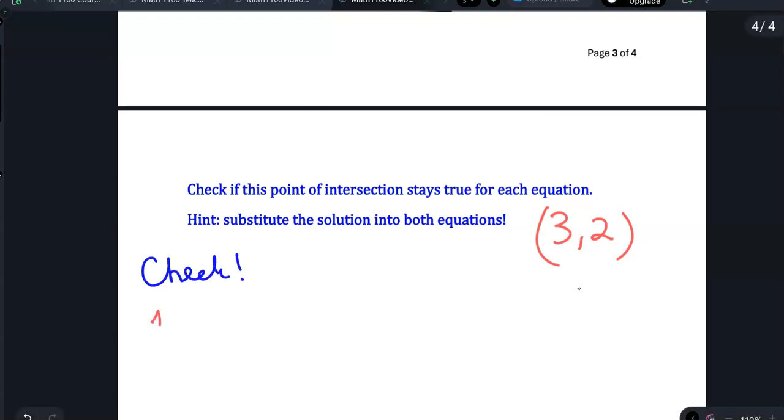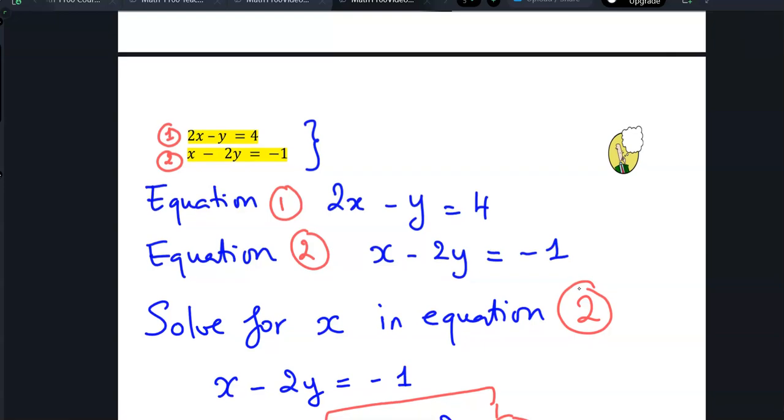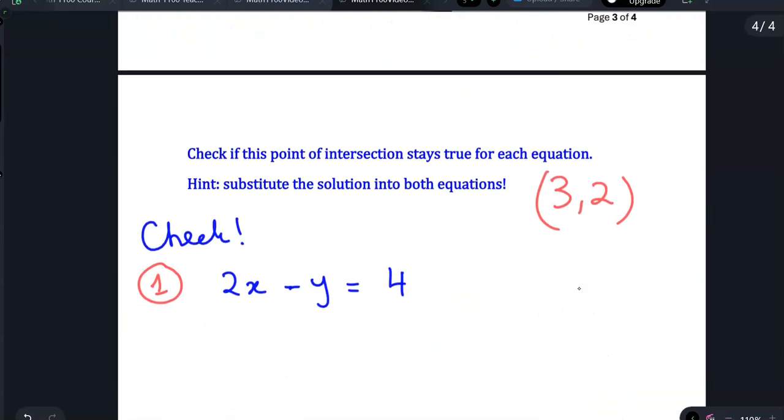So from equation 1, what do you have? Equation 1 is 2x minus y equal to 4. So that's what we identified earlier. Okay, so what I'm going to do is substitute 3 and 2 into this equation. I have to check left side equal to right side, right? So left side equals 2x minus y. So I will have 2, x is 3, and y is 2.